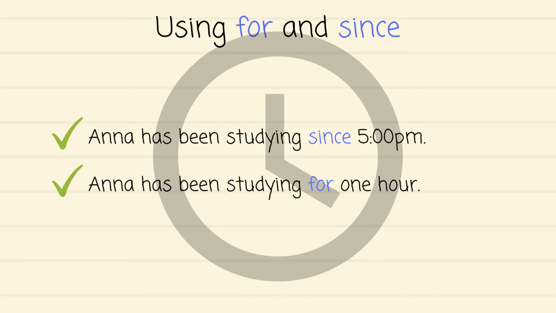Well, maybe. If it's 6 o'clock now, and Anna has been studying since 5 p.m., we could say Anna has been studying for 1 hour. Anna has been studying since 5 p.m. That's since 5 p.m. until now being 6 o'clock, which equals 1 hour. So we're still getting that same information there. You just have to express it in a different way. But be careful not to mix the two up.